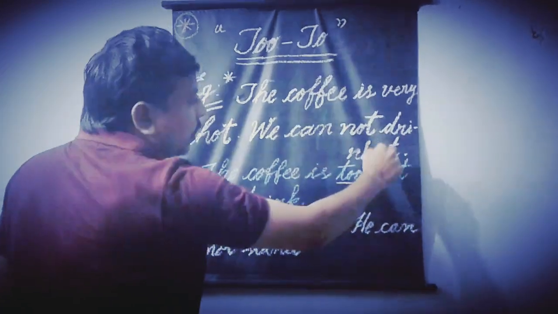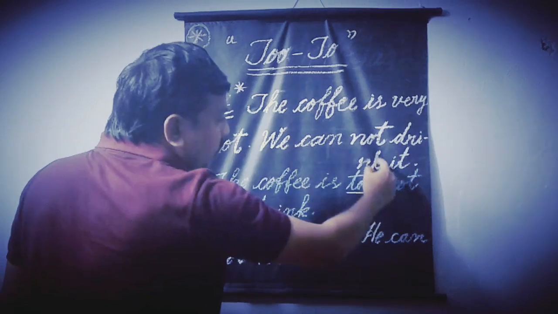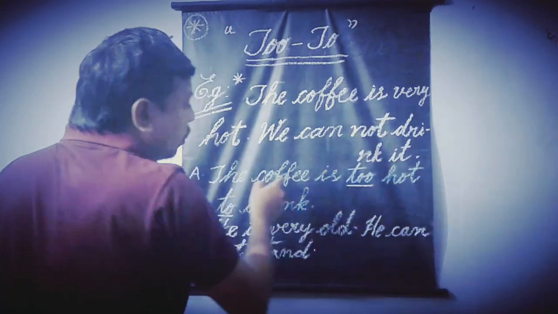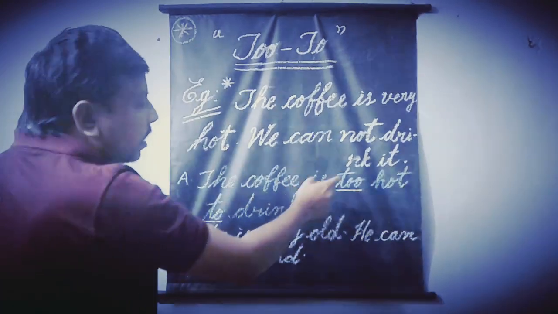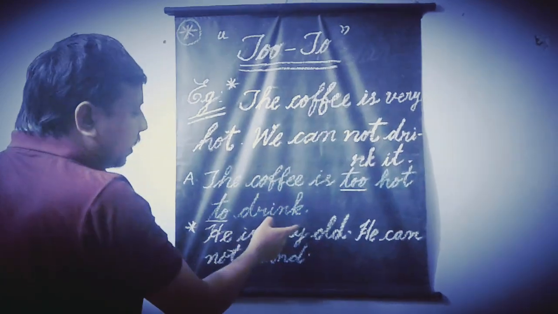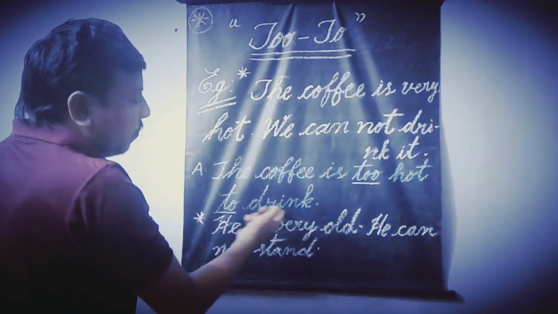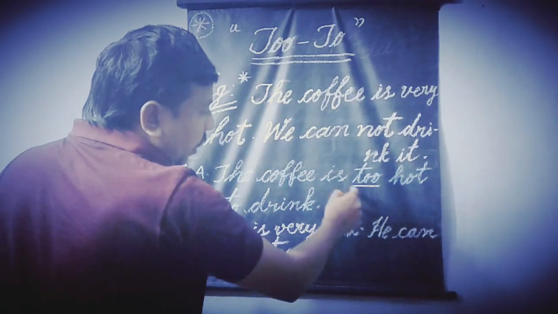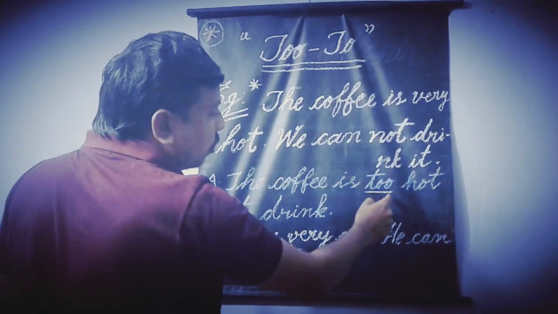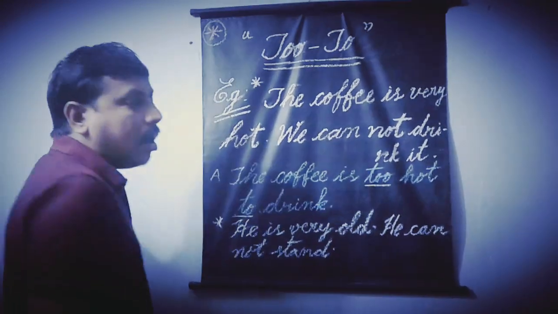Here "cannot" is not used. You don't have to use it. Here it is nothing but coffee. The coffee is too hot to drink. "To drink" is the infinitive form, and here if you observe "too", it comes before the adjective "hot".